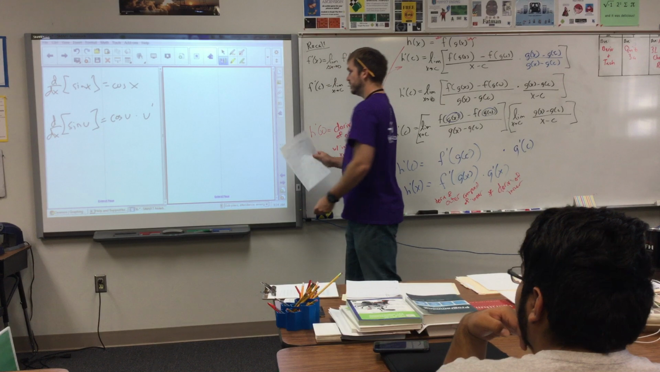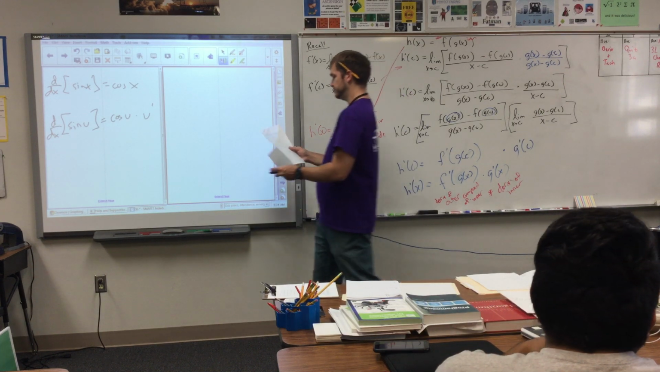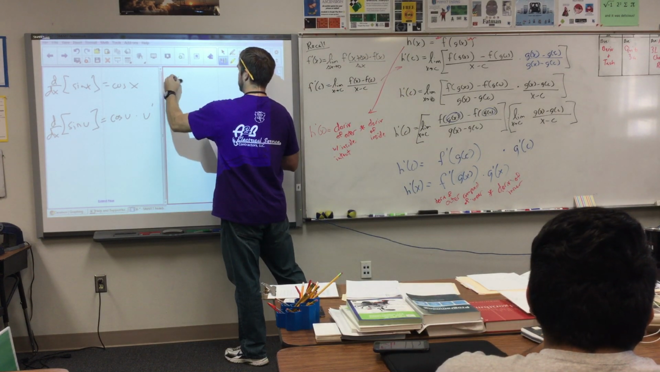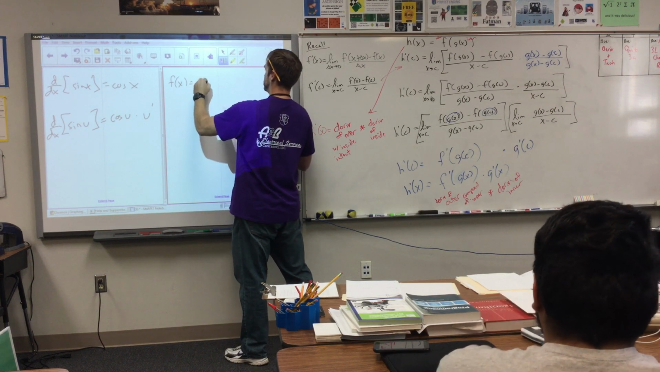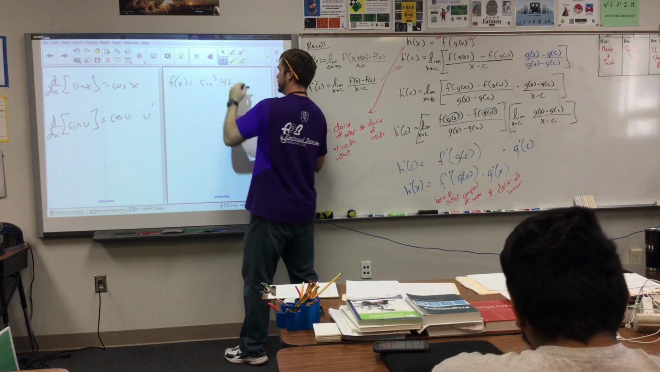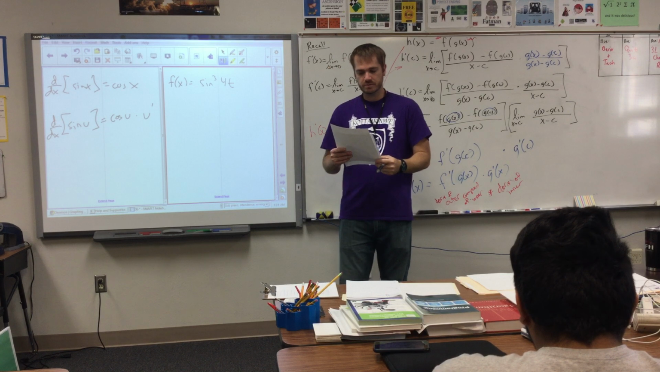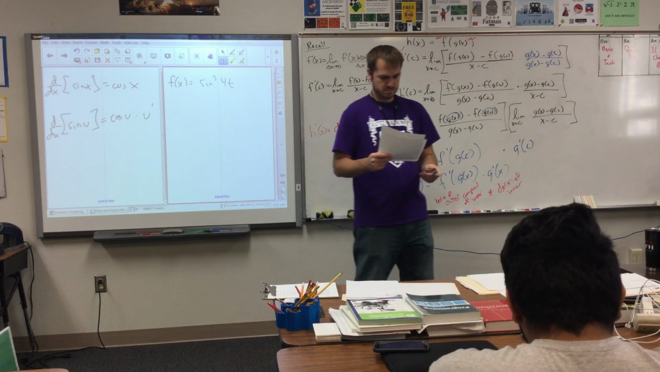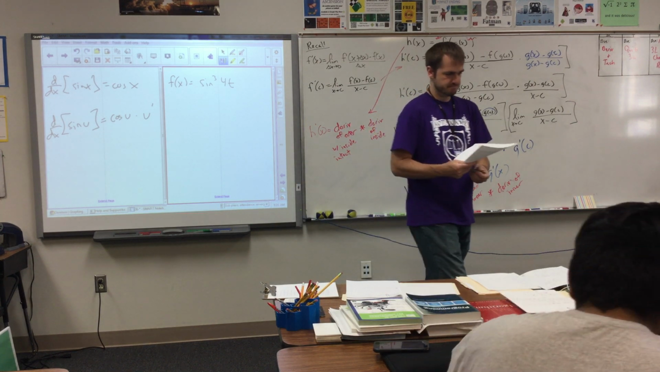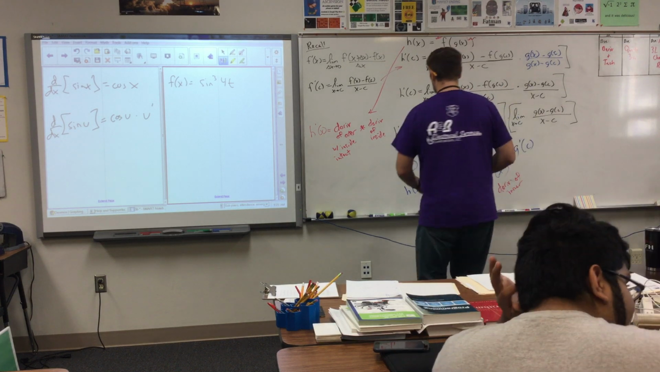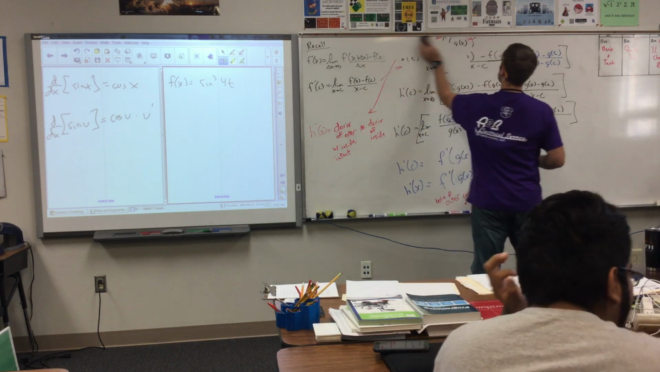All right. Table practice time. F of x is sine cubed of 4t. Go ahead and find the derivative as a table. And I'll have another one ready for you when you're finished.